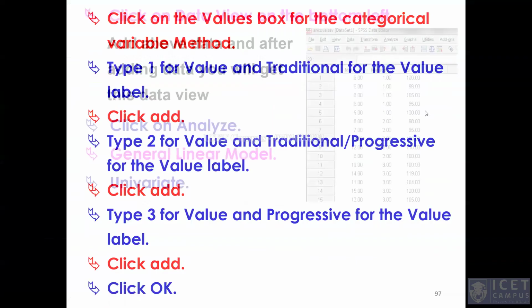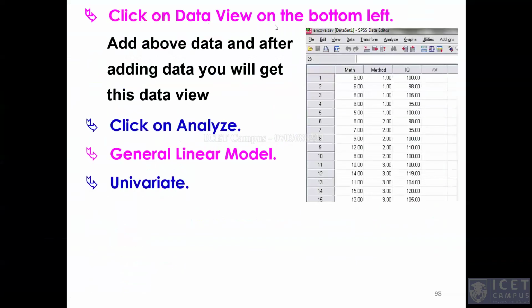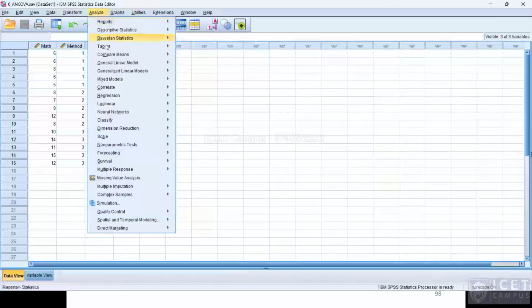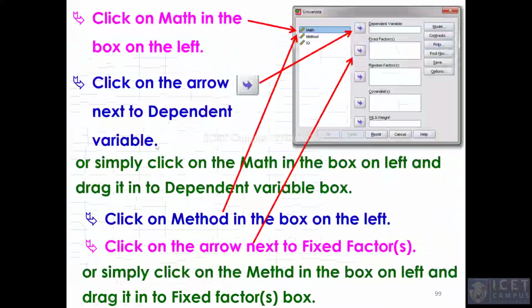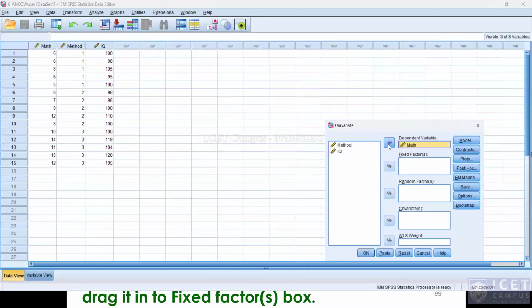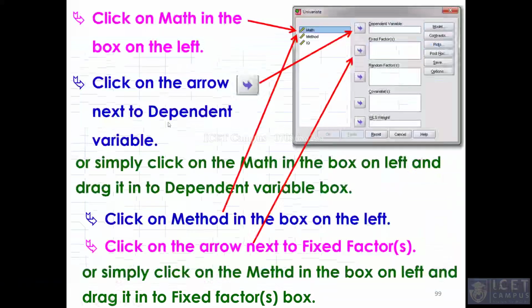Once we have entered all the data, click on the view at the bottom left and click on analysis, general linear model, univariate. So for ANCOVA, analysis, general linear model, univariate. Right. So click on maths to the dependent list. So we can add maths to the dependent list. Right. Click on the next dependent, simply click maths.